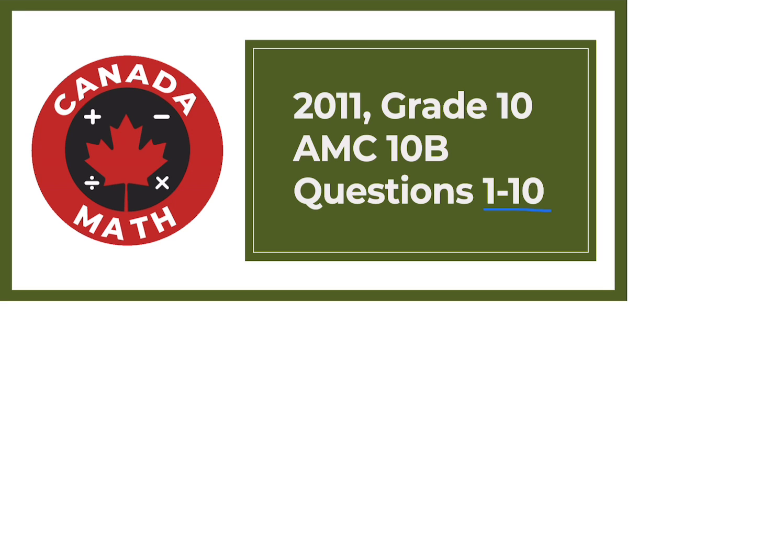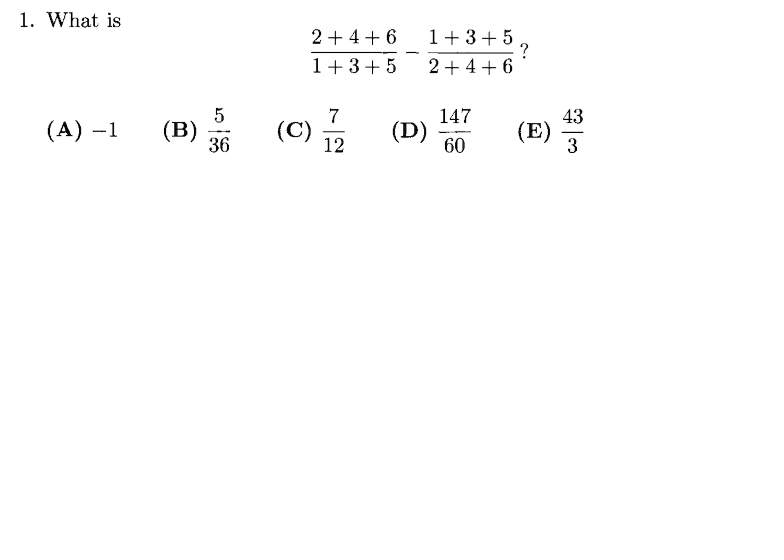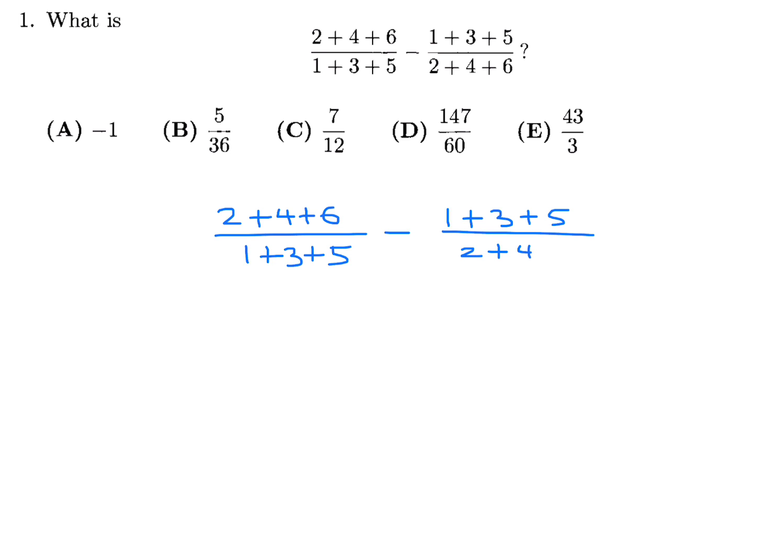Questions 1 through 10 on the 2011 grade 10 AMC 10B. What is the value of this expression? We've got 2 plus 4 plus 6 all over 1 plus 3 plus 5. And the other one, they just flipped it, 1 plus 3 plus 5 over 2 plus 4 plus 6.